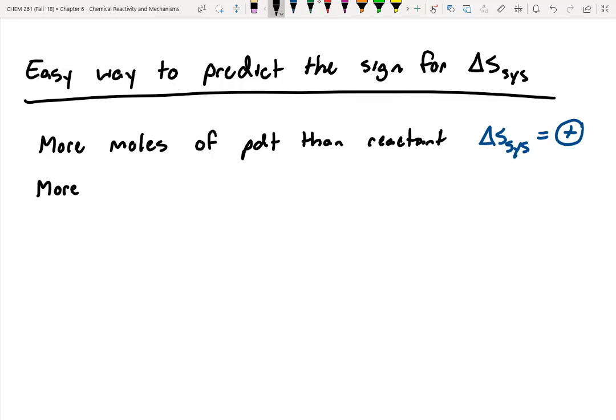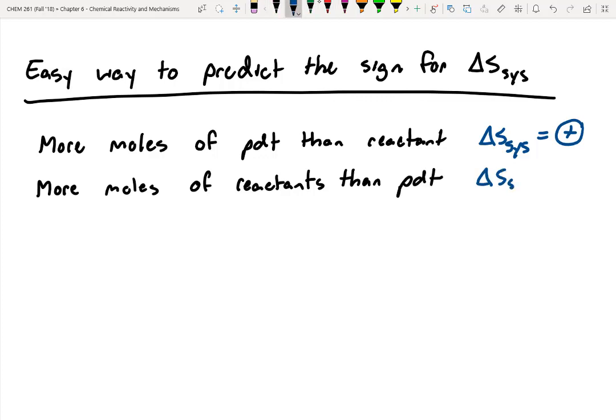Conversely, if you have more moles of reactants than product, your sign must be flipped, and delta S of your system would have to be negative, right? So this one is pretty easy to do. How does that work with things that don't fully react? If something doesn't fully react, we're only accounting for the things that do react in that reaction. Good question, though. This is pretty standard, pretty easy. I'm not going to expect you to dig up a table or anything like this. I'll just want you to know the overall sign being positive or negative.